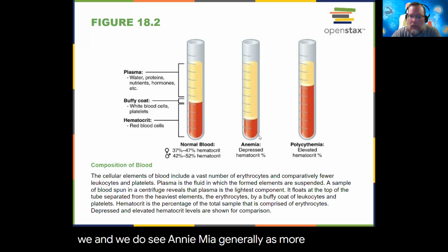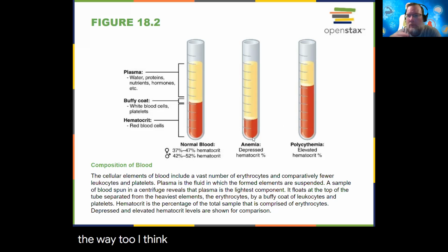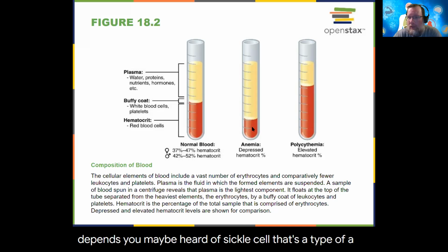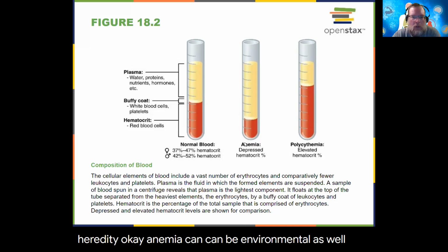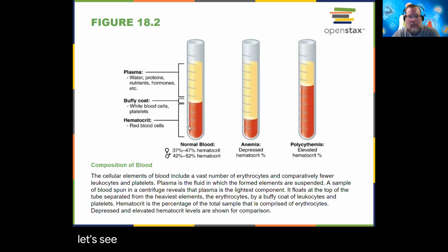But that's one thing we see, and we do see anemia generally is more common in the female population than the male population. There are multiple different types of anemia, by the way, too, minimally 6 or 7. You maybe heard of sickle cell. That's a type of anemia as well, so that deals more with genetics and heredity. Anemia can be environmental as well.